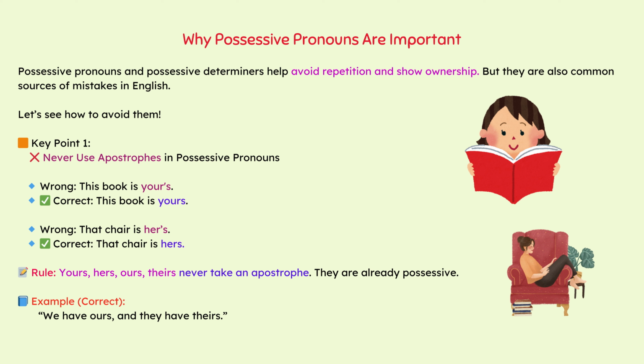People add apostrophes in possessive pronouns, but possessive pronouns never need one. Words like yours, hers, ours, and theirs are already possessive. They're complete, so no apostrophe needed. Correct usage: we have ours, and they have theirs. Clean, simple, and no extra punctuation.